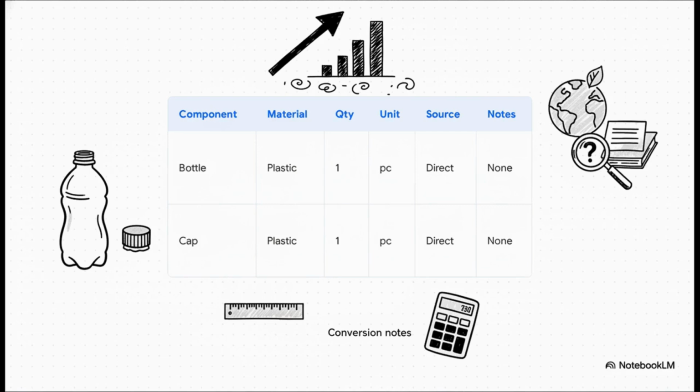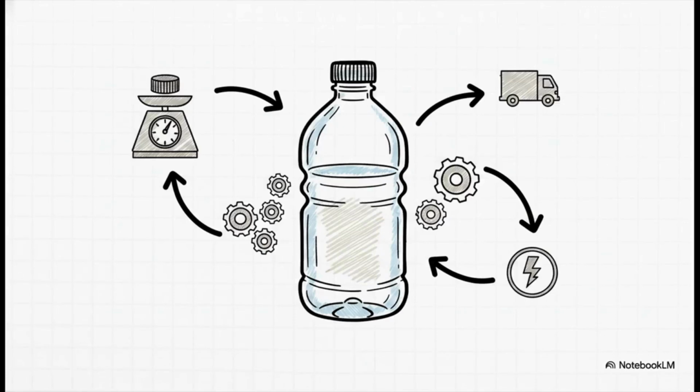This ensures your methodology is totally 100% transparent to whoever is reviewing your work. But wait, before you wrap up Activity 1, you have to do this. Convert all quantities to the functional unit. What does that actually mean in practice?